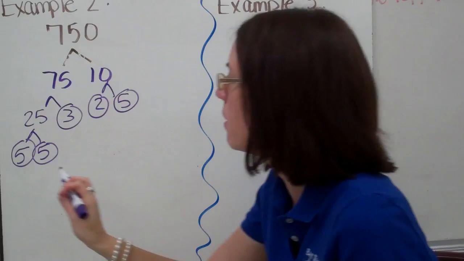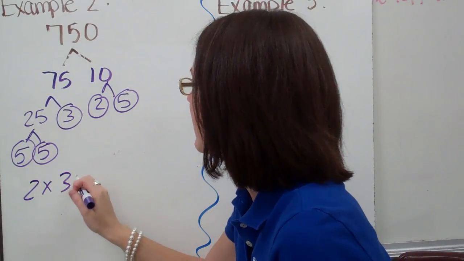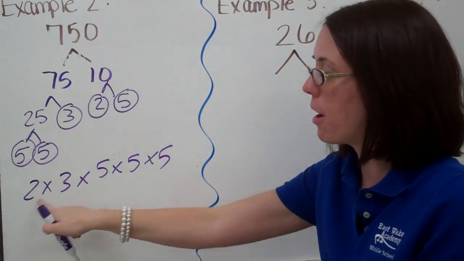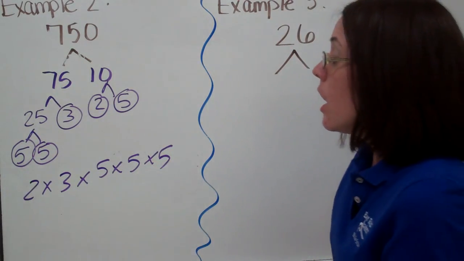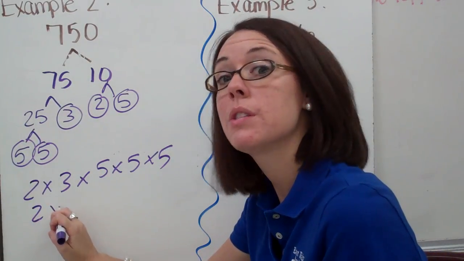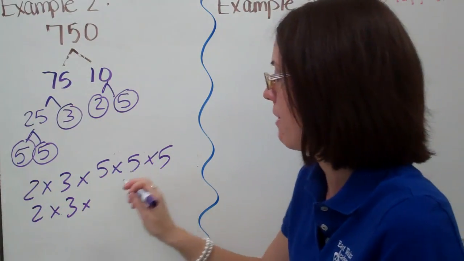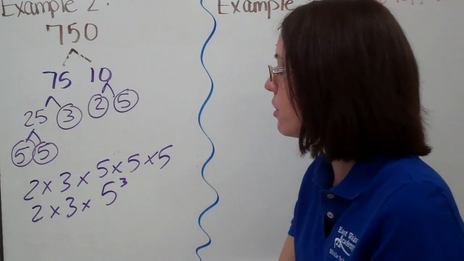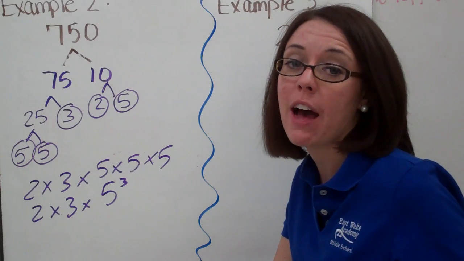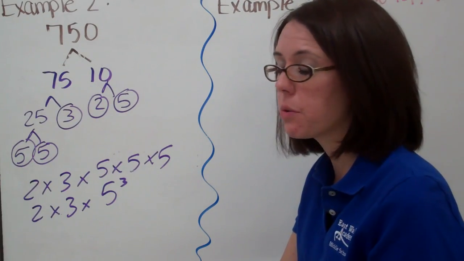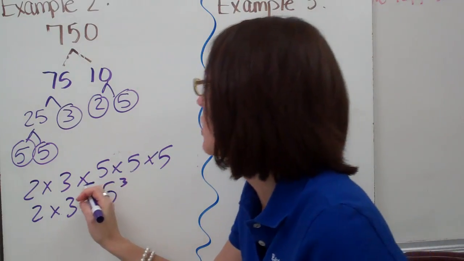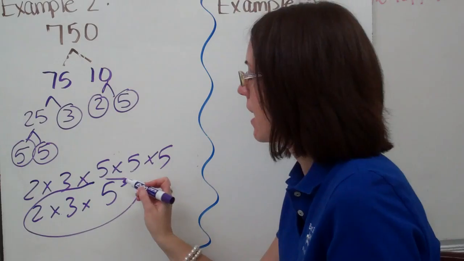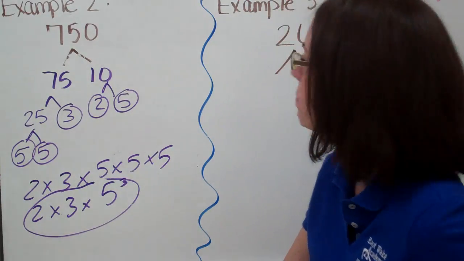So we're going to list them out. 2 times 3 times 5 times 5 times 5. Remember, a product of the factors. Write it in exponential form. 2 times 3 times 5 to the third power. 2 times 3 is 6. 5 to the third power is 5 times 5 times 5, which is 125. And 6 times 125 does give you 750. This is the prime factorization or answer to that problem.